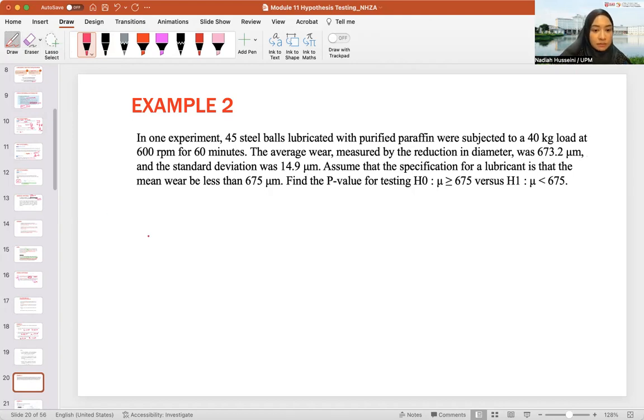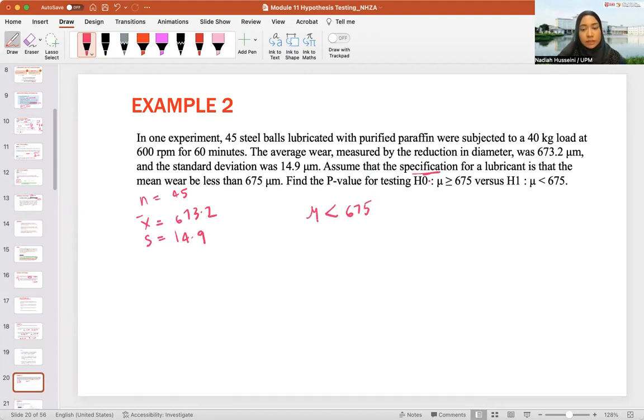So we have our standard deviation, 14.9. Our sample size is 45. And we have our average, the mean, which is 673.2. Assume that the specification for a lubricant is that the mean wear be less than 675.